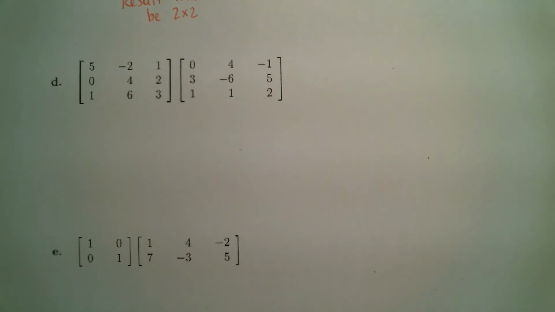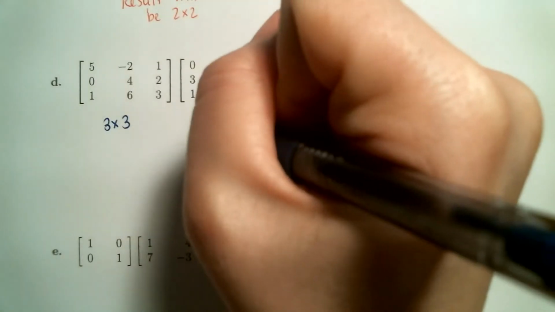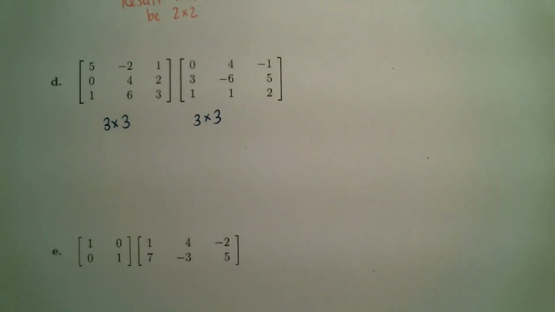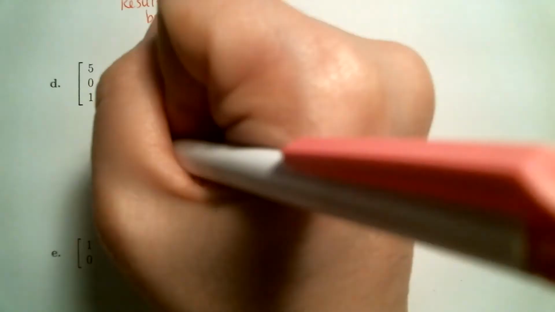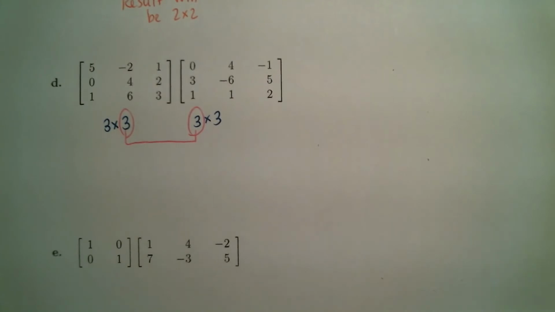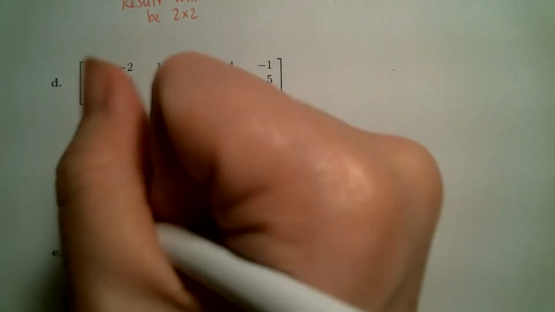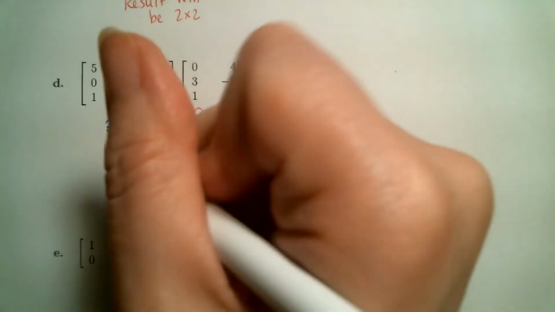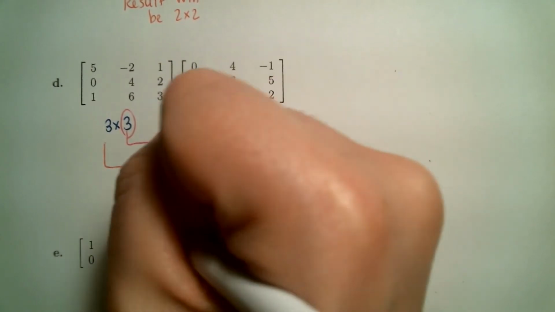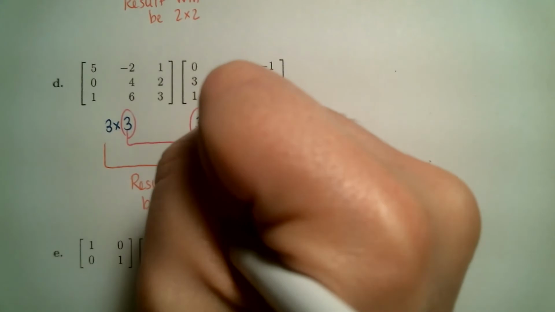All right. First thing we have to do: can we do this? This is a 3 by 3 matrix, 3 rows, 3 columns. This is also a 3 by 3, like I said. The inner numbers match, which means we can do the multiplication. The result will be indicated by the outer numbers, so the result will be a 3 by 3. That's going to be pretty big.